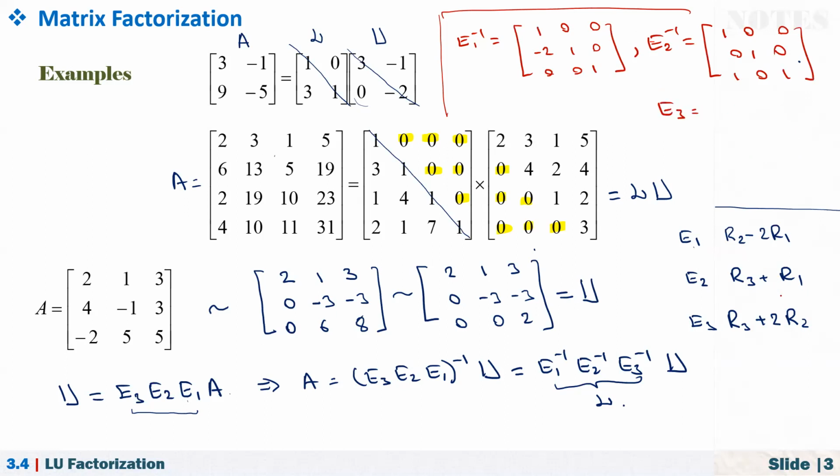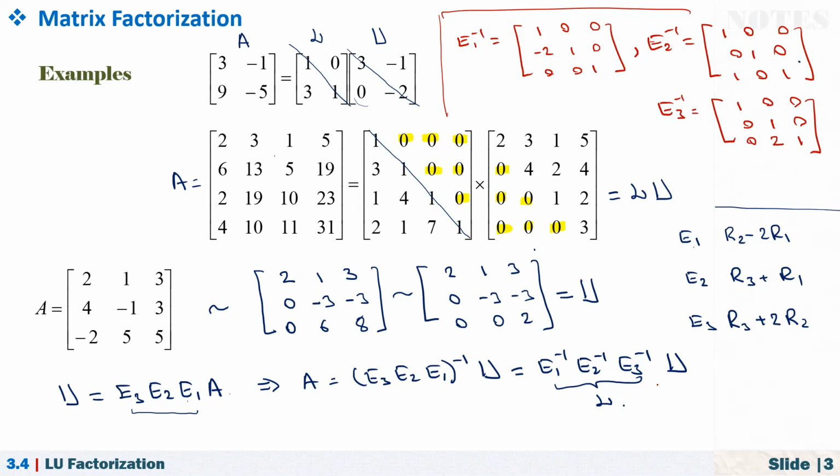And how about E3? E3 is multiply the second row by 2 and add it to the third row. So here we have 1, 0, 0, 0, 1, 0. Multiply the second row by 2, so it is 0 and 2 and 1. So these are the inverses of these three elementary matrices.